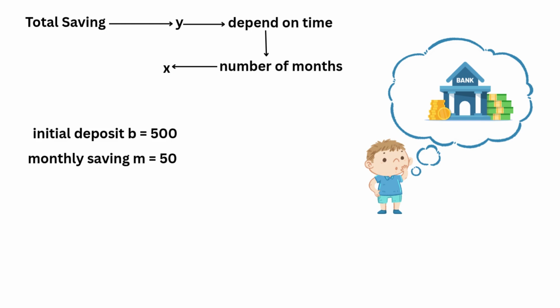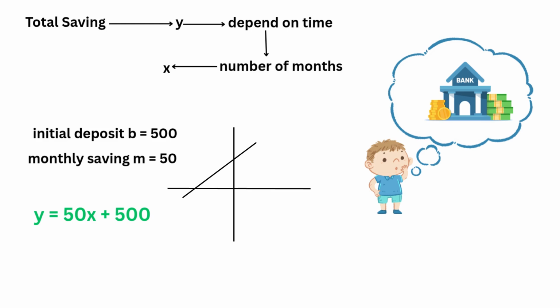We can model this with the equation y equals 50x plus 500. The line shows your savings rising at a fixed pace, every month adds 50 more. That's the beauty of a linear function: simple, steady, and perfectly predictable.